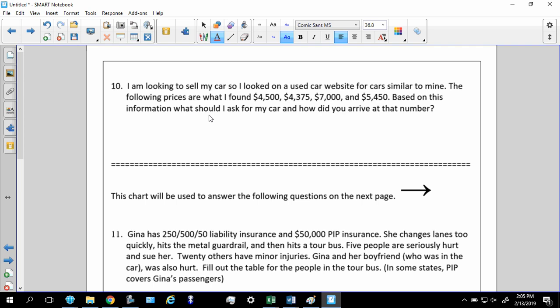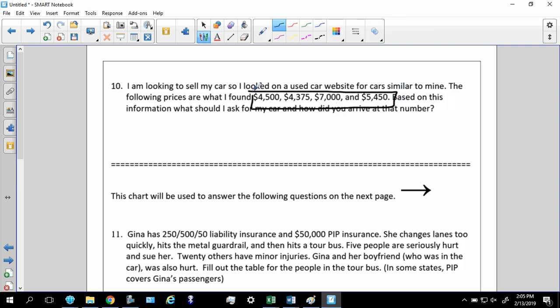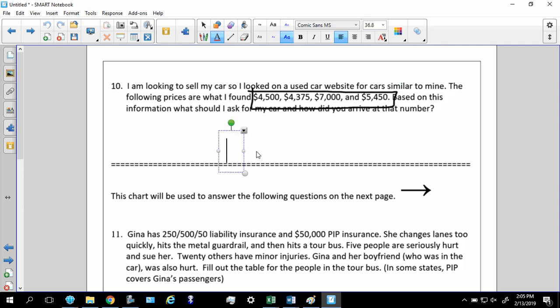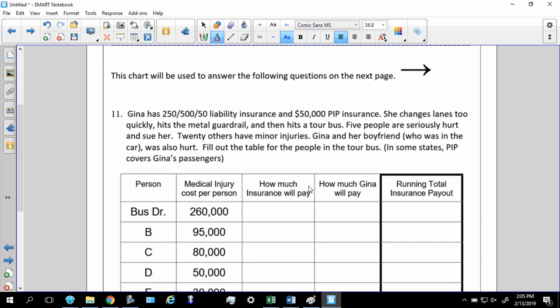I'm looking to sell a car. This is a very open-ended question. Your answer just needs to be somewhere in this range here. What I did was add them all up and average them, so I got an answer of $533. That's what I got. All right, this is what we did today.